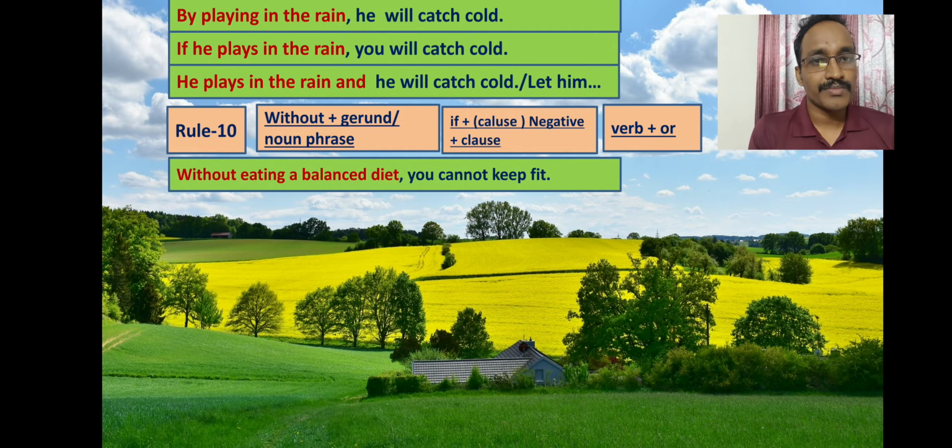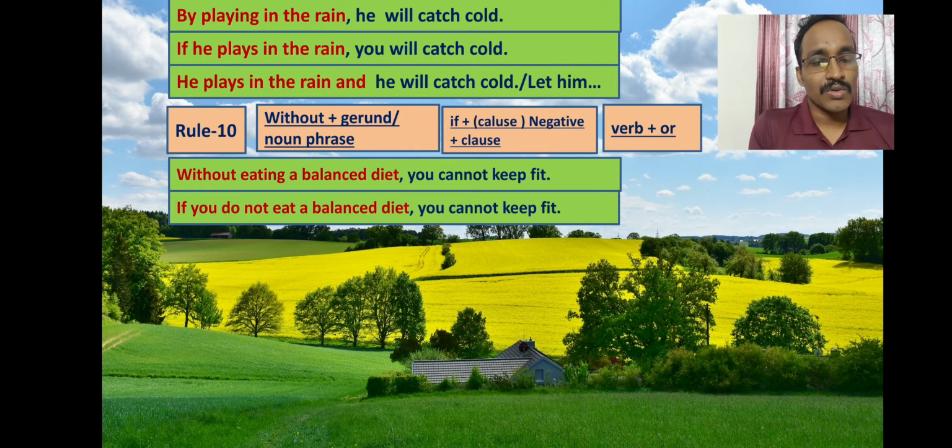See the example. Without eating a balanced diet, you cannot keep fit. So without plus gerund, here you find without plus gerund. So now we can use if plus negative clause, and from the next portion of the sentence, from the principal clause, we can borrow the subject. So here we have used, you see, if you do not eat a balanced diet, you cannot keep fit.